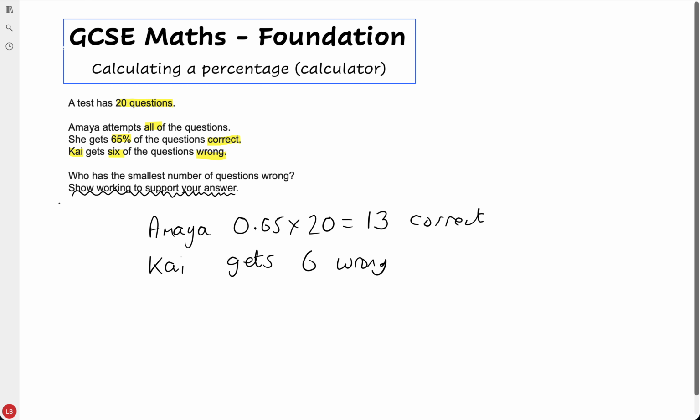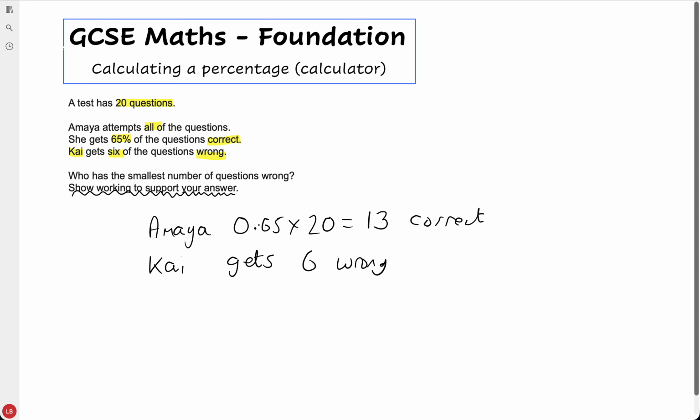Right, correct for Amaya, 6 wrong for Kai. Well, I've done some working out. What was the question? Always make sure you read what the question is. Don't just do some working out and think, oh, well, I've answered it. Who has the smallest number of questions wrong? Okay, so we're interested in the questions that they've got wrong. And that's unusual because normally you think, well, how many have you got right? Oh, she got so many right. He got this so many right. This question is all about how many they got wrong.